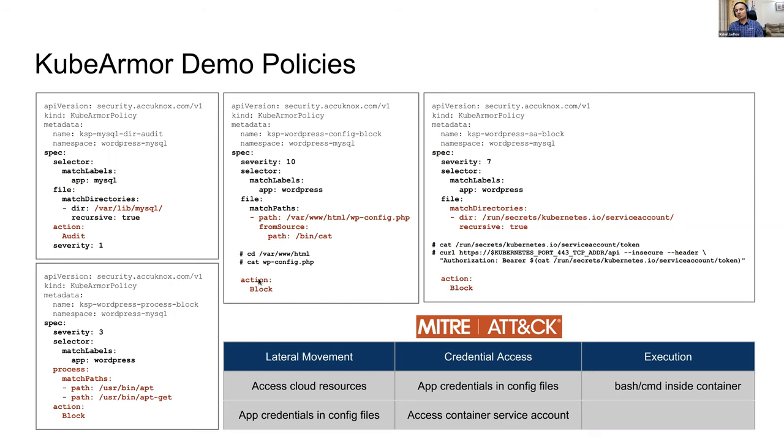Now, one thing to note here is that KubeArmor also has an alerting engine, which means that not only can it block things, but it can also audit things. So it is an alerting engine with policy enforcement additionally built in.